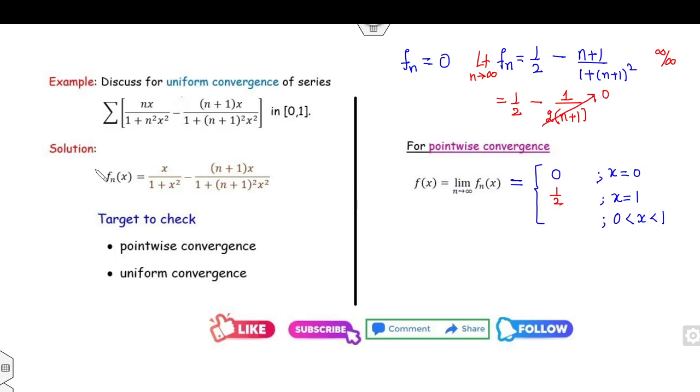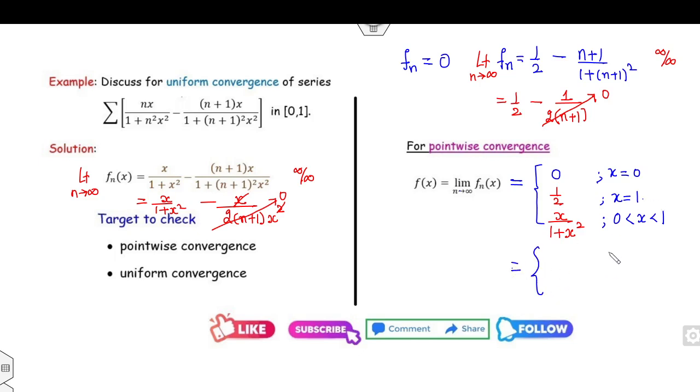Whenever x lies between 0 and 1, I can simply take the limit as n approaches infinity. This part is constant with respect to n. Again, it's an infinity by infinity form. I can apply L'Hopital's rule. Clearly, again this part will go to 0. So my limit is x over 1 plus x square. Clearly, half is a particular case of this when x is equal to 1.